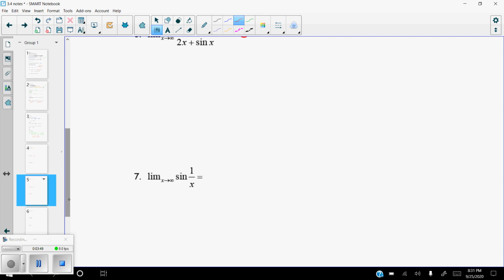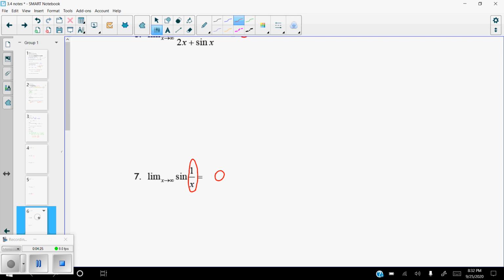Okay, limit as x approaches infinity of sine of 1 over x. Not to be confused with the limit as x approaches 0 of sine of 1 over x, which had no limit because it was oscillating. This is what happens as x gets extremely large towards infinity. Well, as x gets very, very large towards infinity, the angle part is going to approach 0. So then you can ask yourself, well, if the angle approaches 0, sine of 0 is 0. And that's what you're looking for.